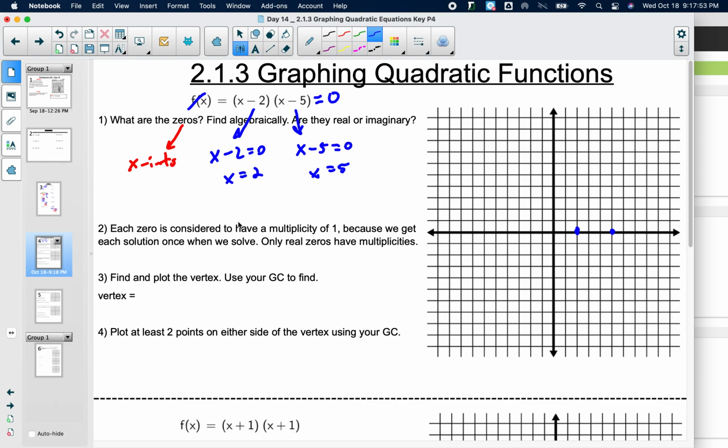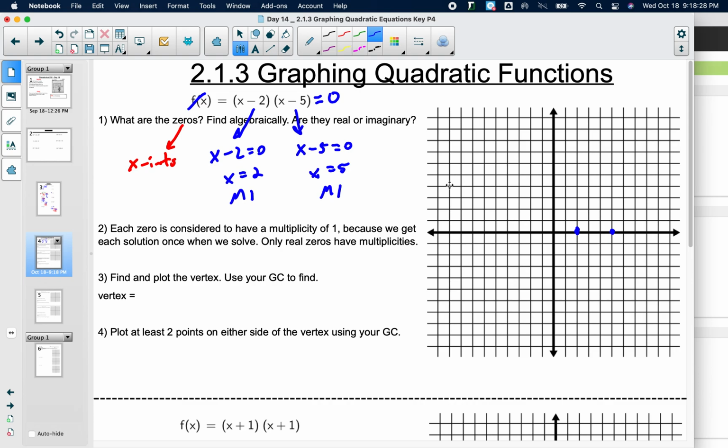So each zero is considered to have a multiplicity of 1 because we get each solution once when we solve. Only real zeros have multiplicities. Okay, so here, in my function, I have x minus 2 and x minus 5. So I have each factor once. So I get each solution once. That means that they have a multiplicity of 1. Okay, so I would just do m1 here, and this would be an m1 here. We're going to talk about it a little bit more in the future, but it kind of describes what the graph looks like at those points.